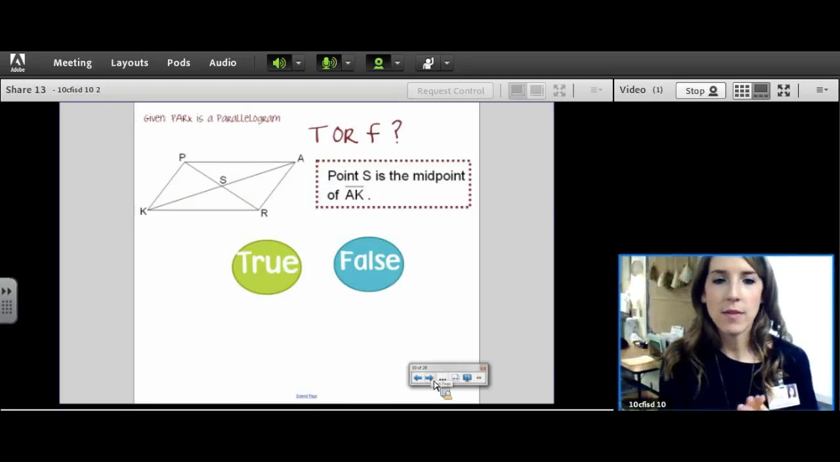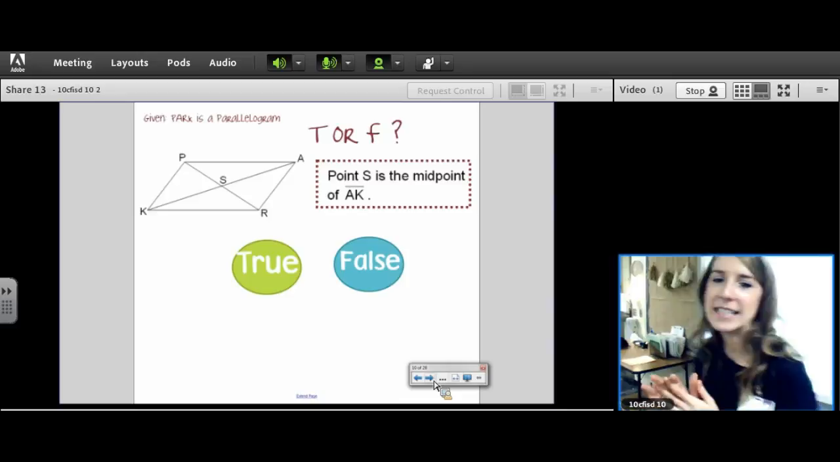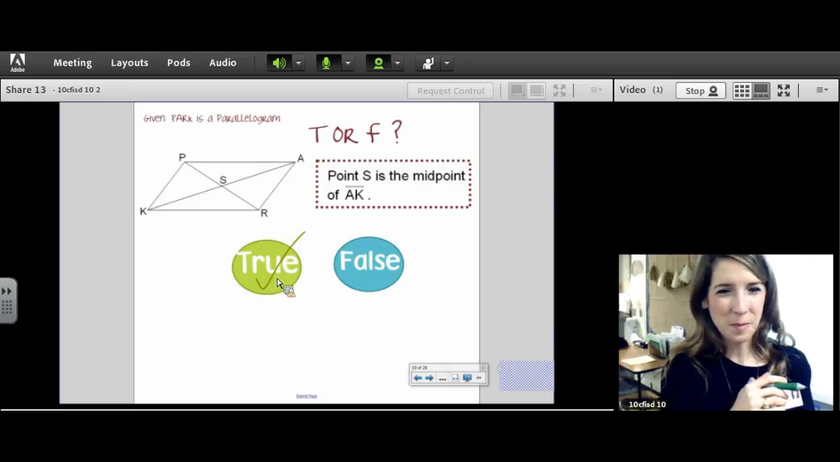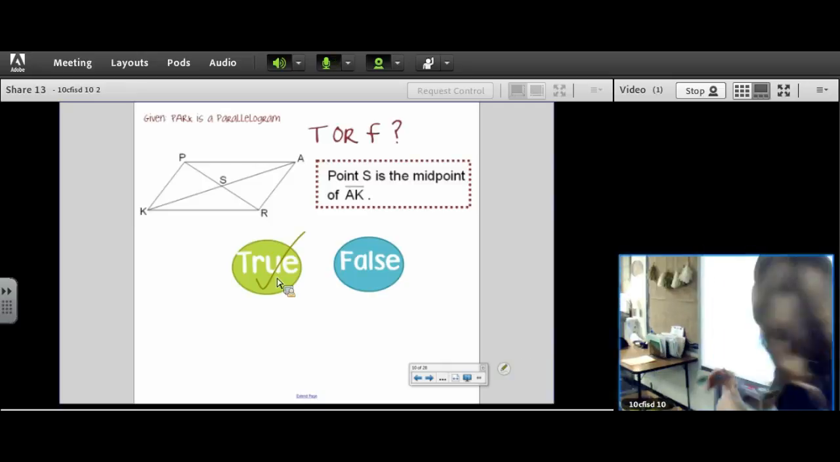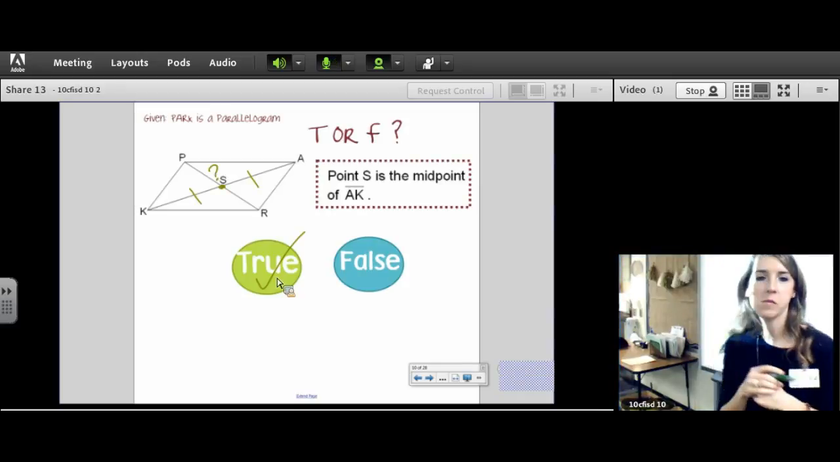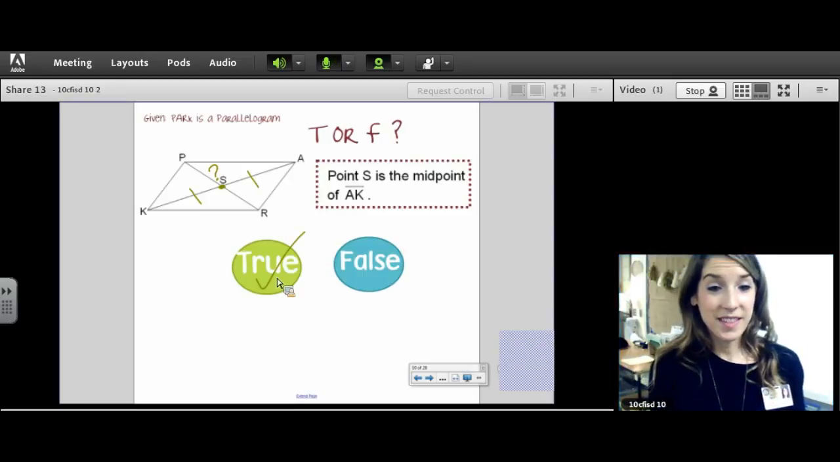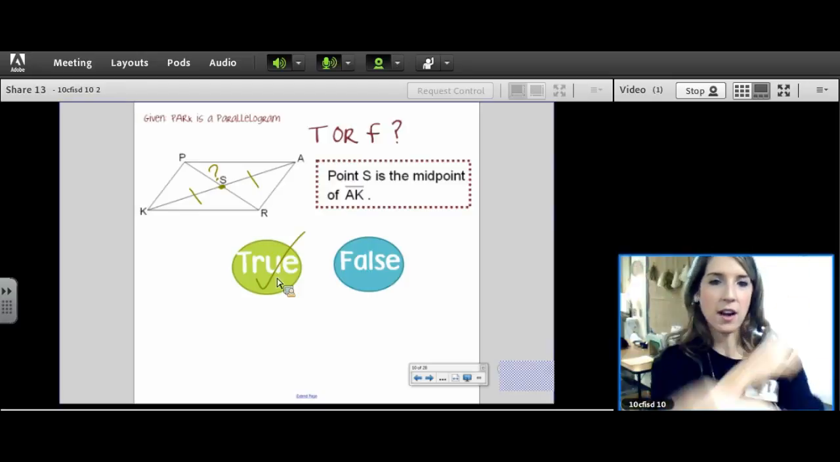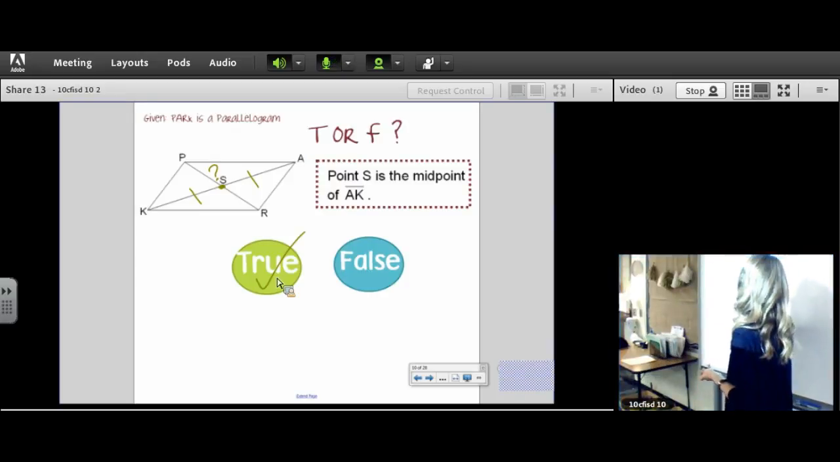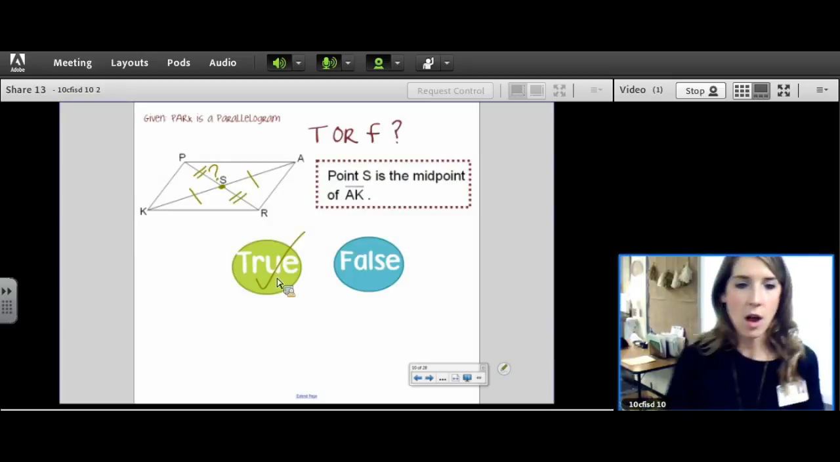Point S is the midpoint of AK. Okay, team, why is this one true? Why is it true? Point S is the midpoint of AK. So that is the last property on our sheet. Diagonals bisect each other. If the diagonals cut each other in half, then point S receives a promotion. It becomes a midpoint. It's the midpoint of AK, and it's also the midpoint of PR.